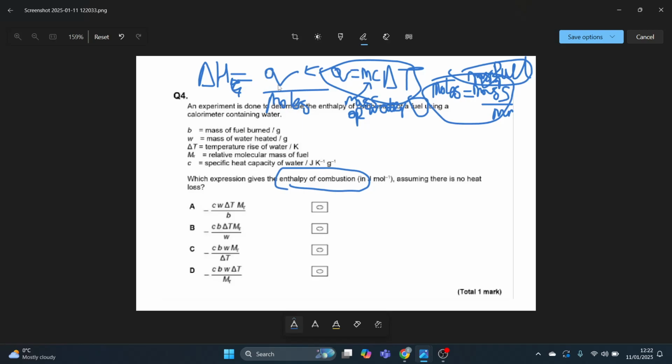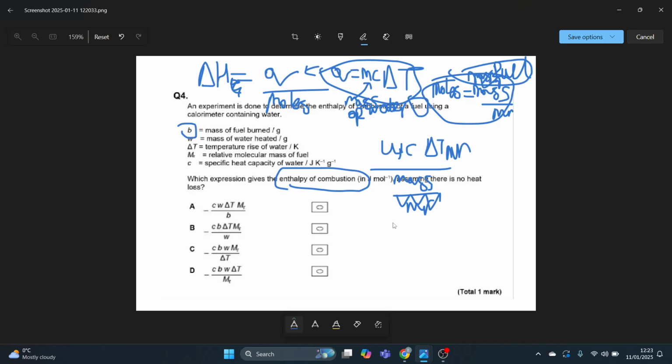So it's going to be Q, mc delta T: the mass of water, specific heat capacity, delta T, divided by number of moles. But it doesn't have that. Moles is mass over Mr, so if we times by Mr, we'll have the Mr here and divide by the mass. And the mass of what? It's the mass of the fuel. So it should be B on the bottom.